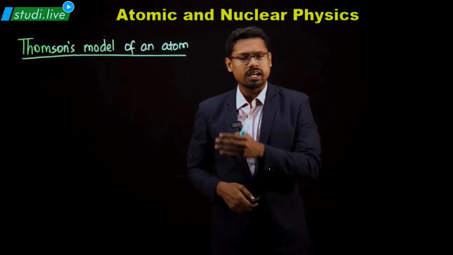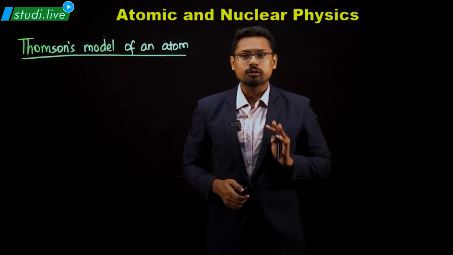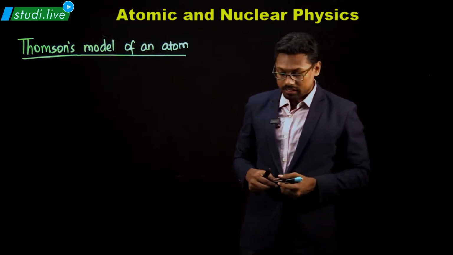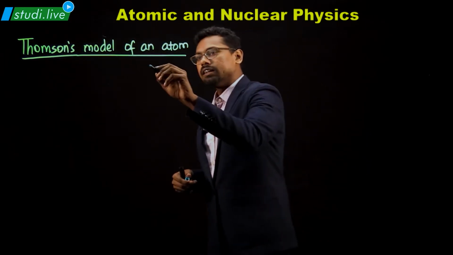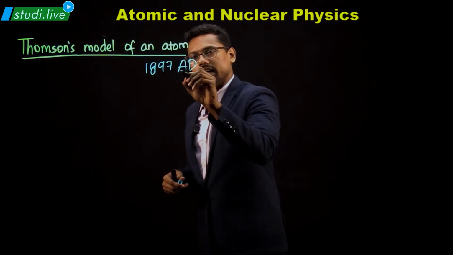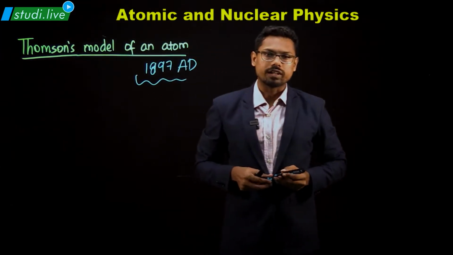In our previous lecture, we studied John Dalton's theory of an atom. According to his theory, an atom is indestructible. Atom cannot be broken. That theory went on for about 90 years, but in the year 1897, this man, J.J. Thomson, came into the picture. He decided, no, it is not always correct.